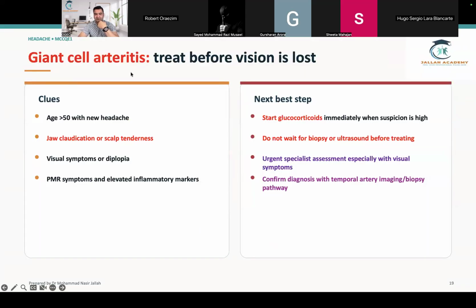Giant cell arthritis. So giant cell arthritis is not a primary headache. So we are going to the secondary and more complicated headaches now. For giant cell arthritis, remember the clue is very, very important. Usually if they give you a scenario, the age will be over 50. Age over 50 with new headache.